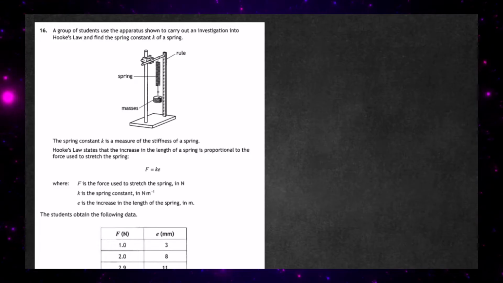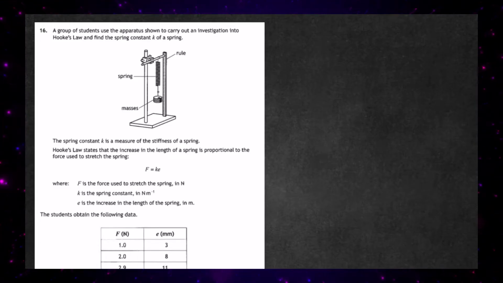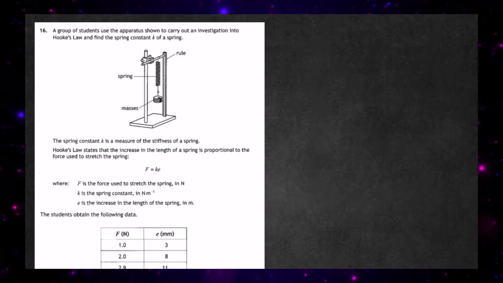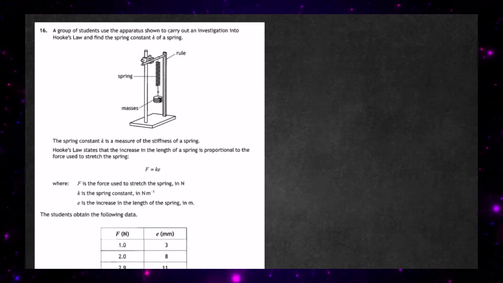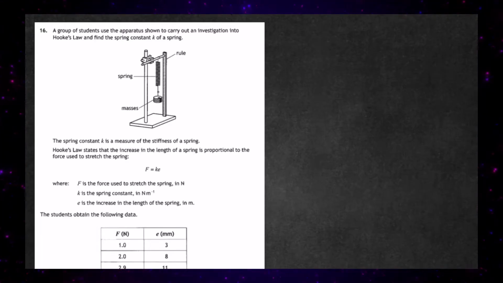Question 16 from Paper 2 of the 2024 Higher Physics Examinations of the SQA, the final question. A group of students use the apparatus shown to carry out an investigation into Hooke's law and find the spring constant K of a spring. There's the apparatus diagram there.